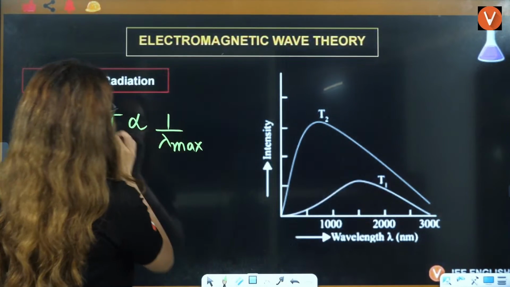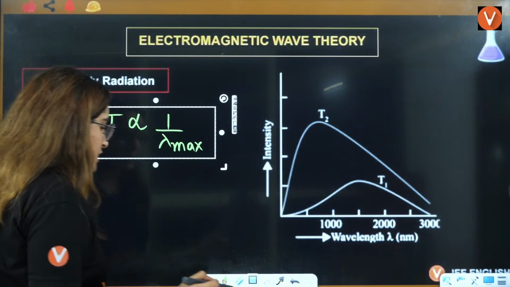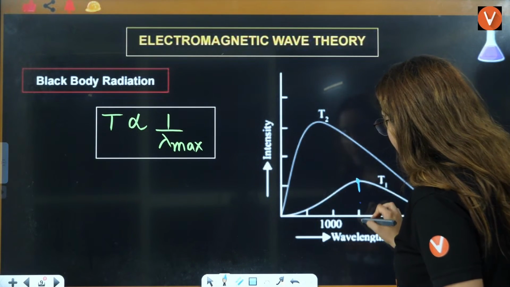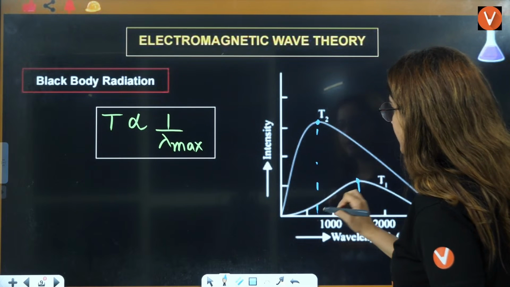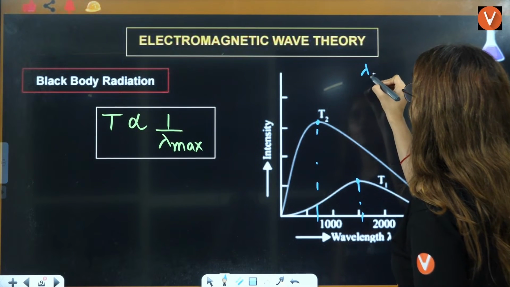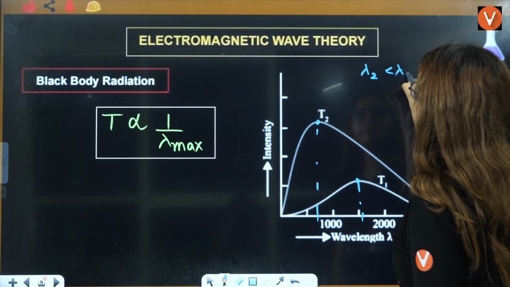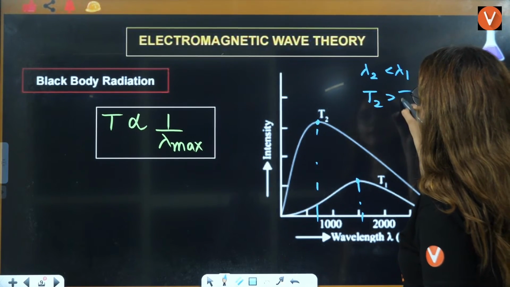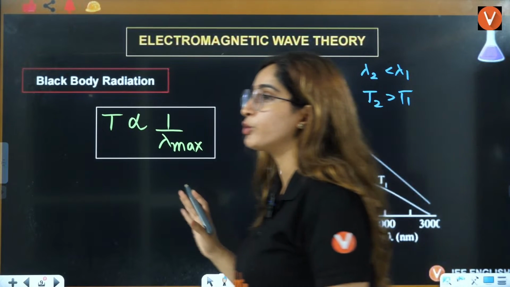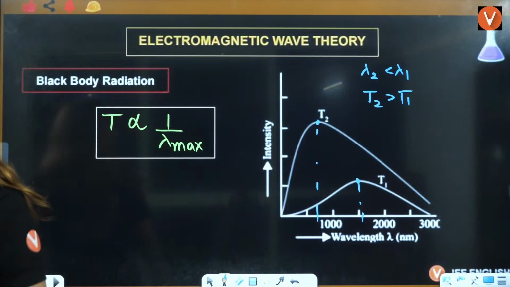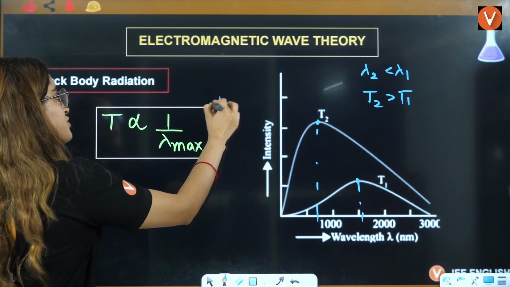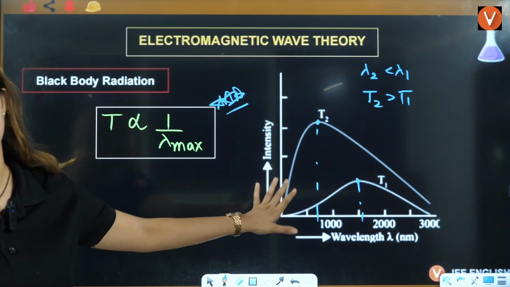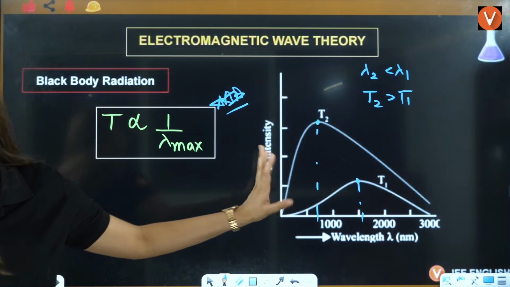So as temperature increases, lambda max will decrease. If this is a lambda max here and this is a lambda max here, can I say lambda max of 2 is less than lambda max of 1? So the temperature will be opposite. T of 2 will be greater than T of 1. That's how you write it. This is a very, very important relation, and based on this, they can easily ask you questions. And this is what they ask.